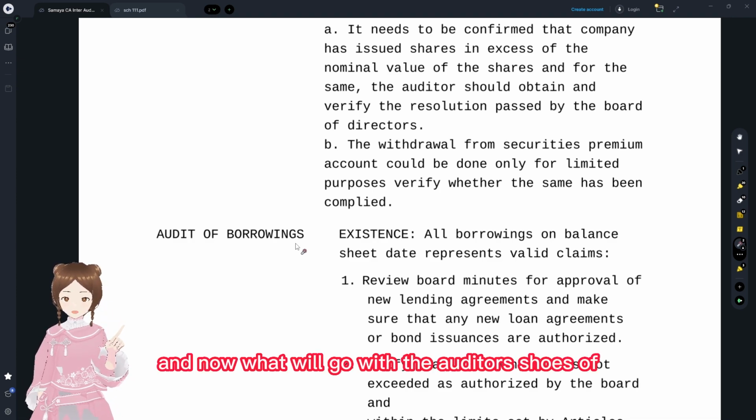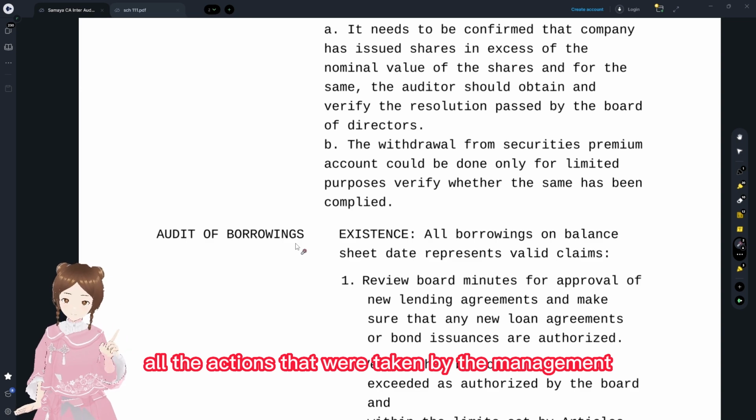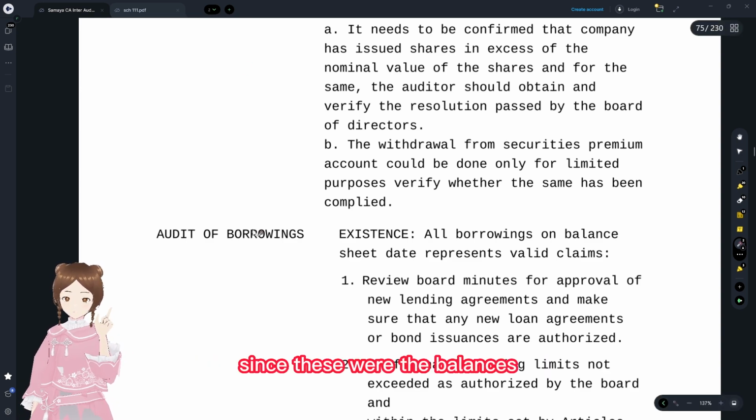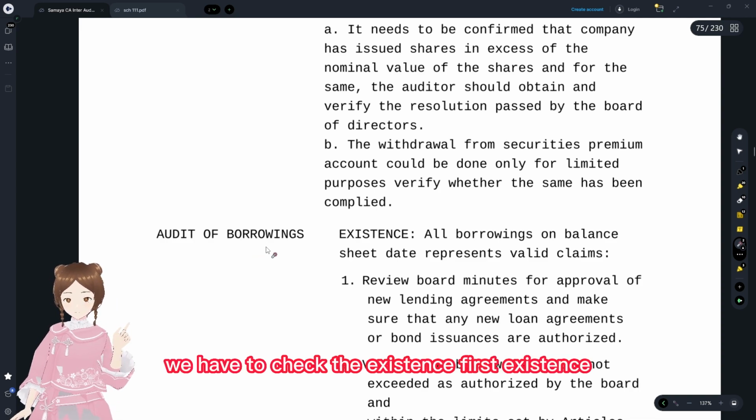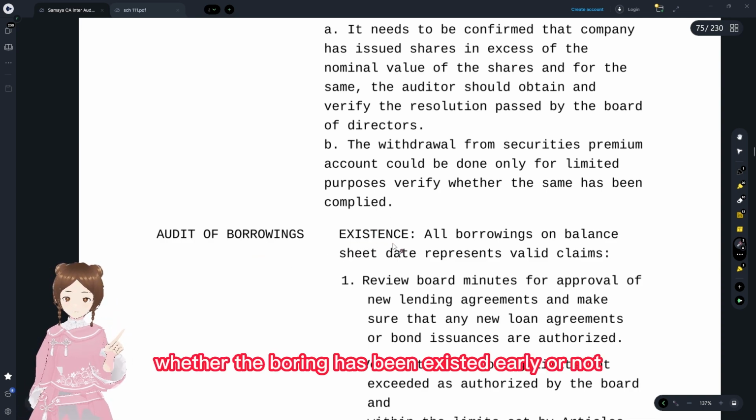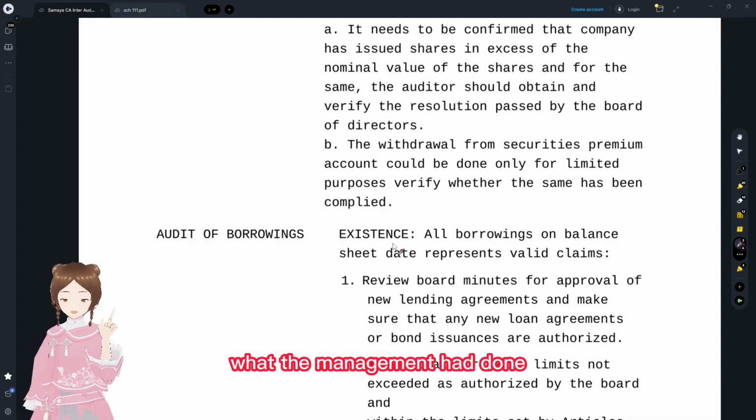Now we'll go with the auditor's shoes. How does the auditor check the actions taken by the management with regards to these balances? We have to check existence first, whether the borrowing really existed or not. Existence means first what the management had done.